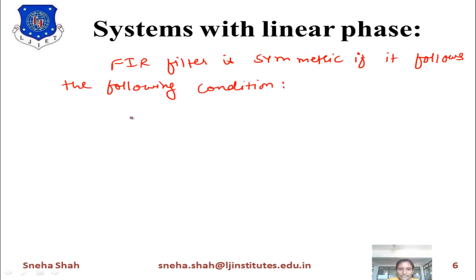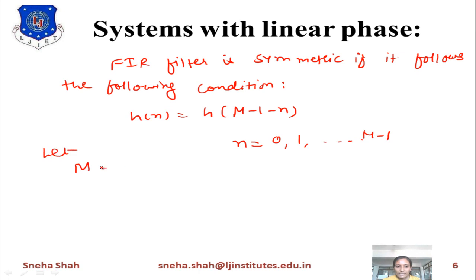Now what is the condition? h of n should be equal to h of m minus 1 minus n. Over here the value of n equals 0, 1, 2 up to m minus 1. Now in this, suppose we are taking m equals 8, and we are starting from n equals 0.